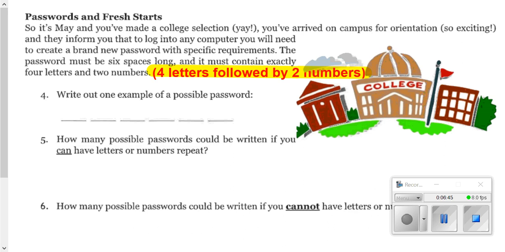So let's say that they wanted you to have a password that was 6 characters long, and they said it has to be 4 letters followed by 2 digits.